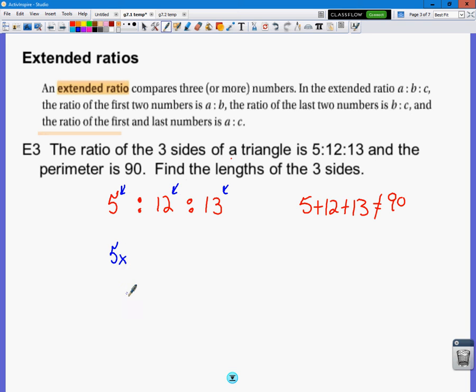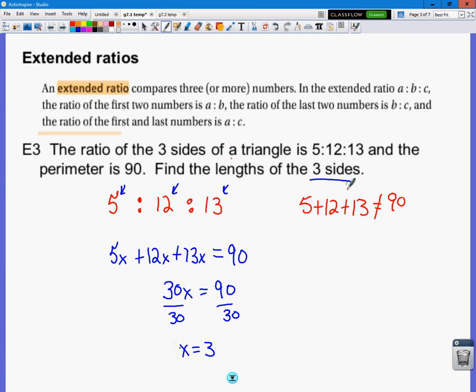So if I multiply 5 by x, I would multiply 12 by x and the 13 by x as well, and it should be then equal to my perimeter. So I'd have 5x, 12x, 13x is equal to 90. I would combine all my like terms. 12 and 13 is 25, plus 5 is 30. So I have 30x is equal to 90, and I would divide both sides of the equation by 30, giving me x is equal to 3.